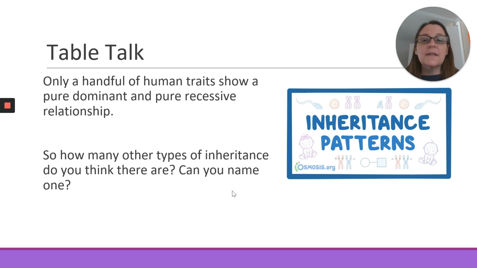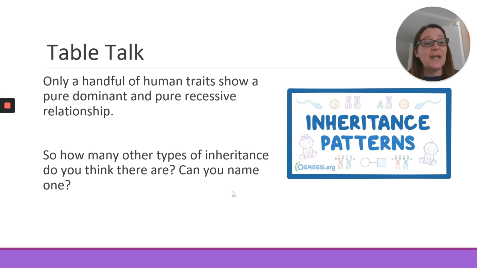The reality is that there's only a handful of human traits, somewhere between 13 and 18 maybe, that show pure dominant, pure recessive. In one of our videos, we talked about earlobes being one of those things. Widow's peak is another one. Whether you can roll your tongue is a pure dominant, pure recessive trait, whether you're double jointed, and hitchhiker's thumb. But there's really just a few traits that show that pure dominance, pure recessive.